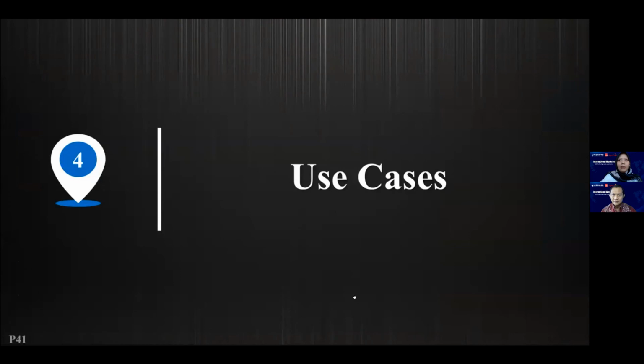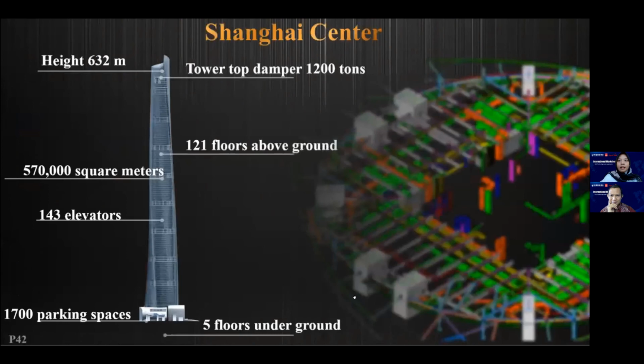All right, so now we have arrived at the last part of this presentation. Mostly I'm going to show you some project videos which implement BIM and GIS. So the first one is Shanghai Center, which we already mentioned before, but let us discuss more details on this project. It is the second tallest building in the world and the tallest building in China.